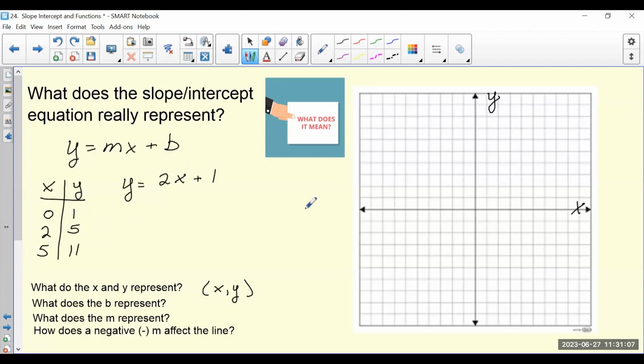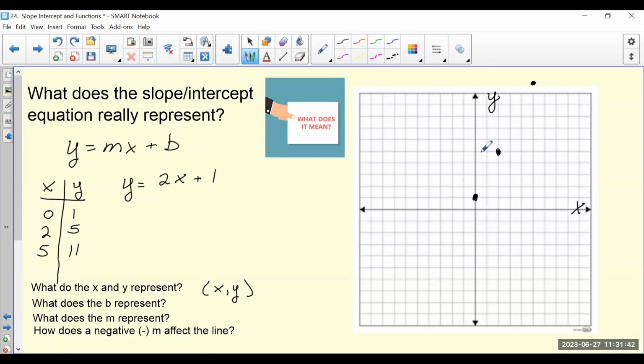Now we're going to try to graph these. So 0, 1 is right here. That's not a big deal. 2, 5 is over 2, up 1, 2, 3, 4, 5. That's okay. But 5, 11 would be over 5, and up 1, 2, 3, 4, 5, 6, 7, 8, 9, 10. It's going to be way up here, so it's not on our chart. So maybe we want to try something that's a little bit smaller.